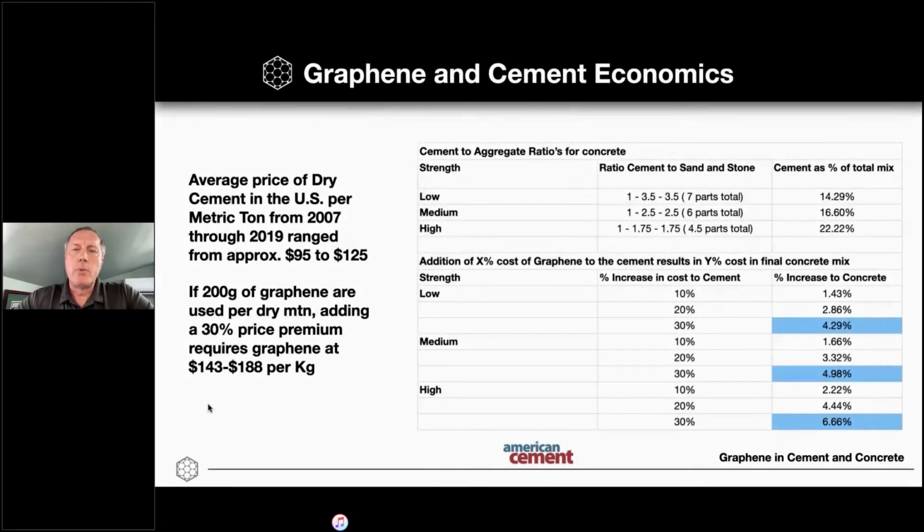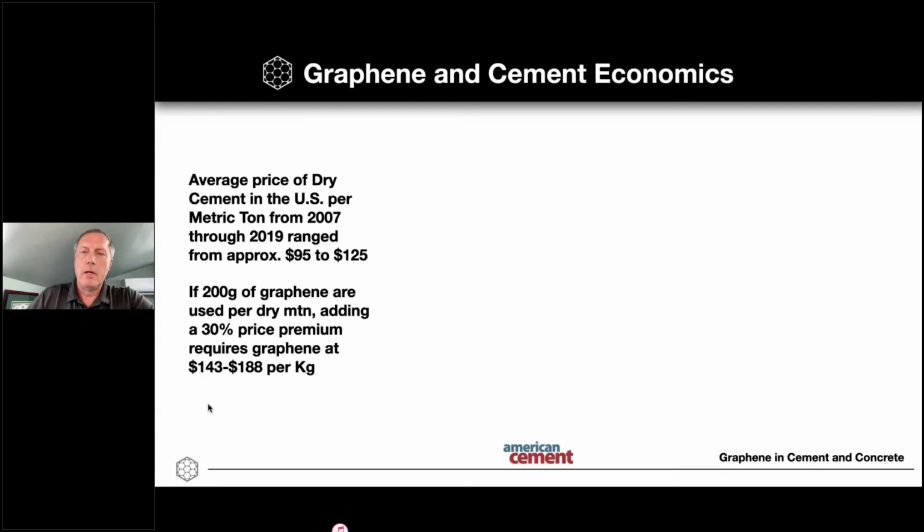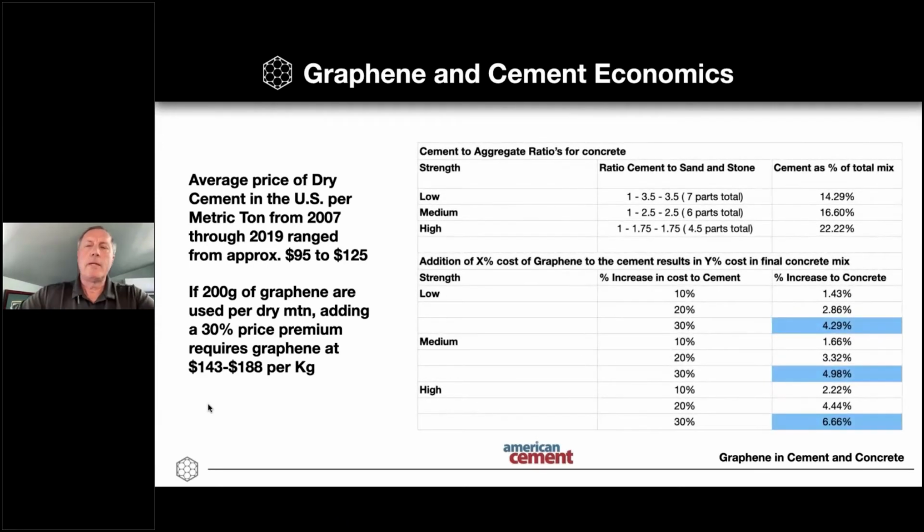And so if we look at that with a slightly different vignette, if we look at what the price increases work out to on the lower right-hand side, the actual price in the final concrete mixture, depending on how much you're putting into the cement and the price of the graphene, you're seeing somewhere in the range of 4, 5, or 6% actual cost increase to the final concrete product, which I know in a business that's as price sensitive as cement and concrete is significant.